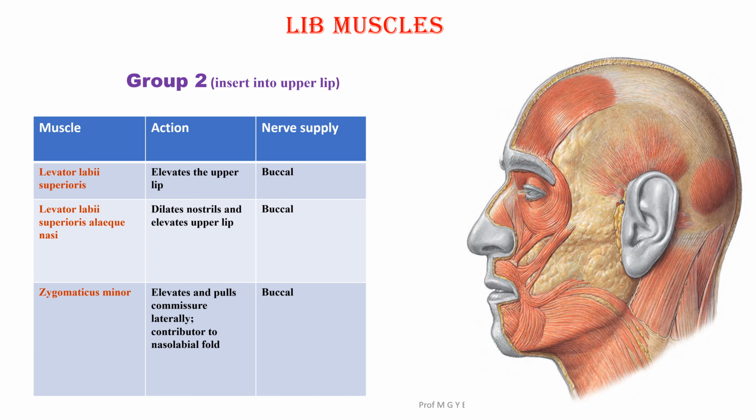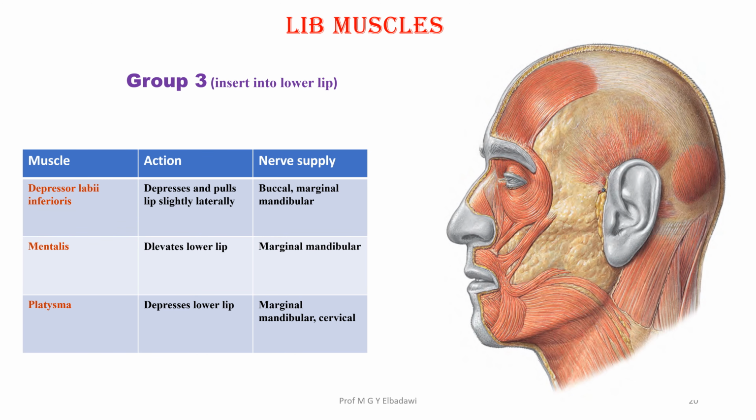The second group, which insert in the upper lip, are the levator labii superioris, which elevates the lip, by the buccal, all of them. Levator labii superioris alaeque nasi dilates the nostrils of the nose and elevates the upper lip. Zygomaticus minor elevates and pulls the commissure laterally, by the buccal. The third, which insert into the lower lip, are the depressor labii inferioris, which depresses the lip and slides it laterally, by the buccal and the marginal mandibular.